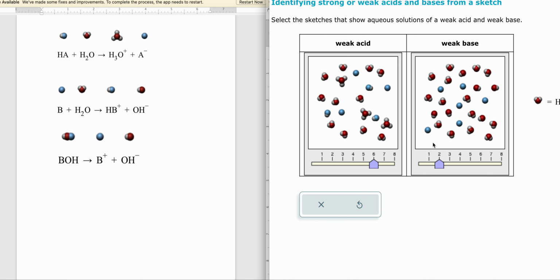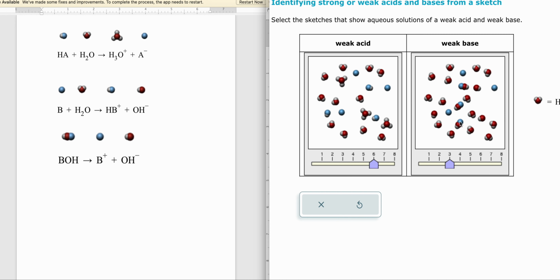Here we have some B pluses and OH minuses, but we have no BOHs here. And if we take a look back at this diagram right here, what we would expect is we should have some HBs, some OH minuses, and some B pluses, but we do not. So this can't be a weak base. Here we have BOH, right? So we have a couple of BOHs, and then we have some B pluses and some OH minuses here.